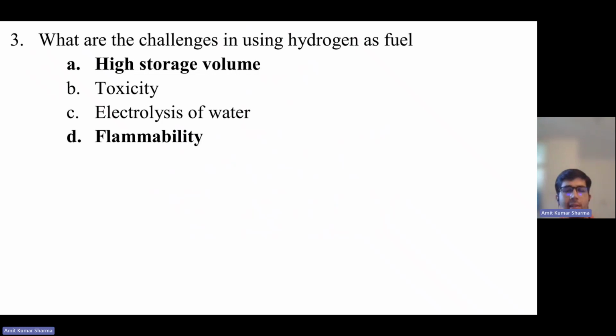Basically, what are the challenges of using hydrogen as a fuel? Let me give you some hint. Hydrogen has the highest calorific value, and the density of hydrogen is very low. Think about it.